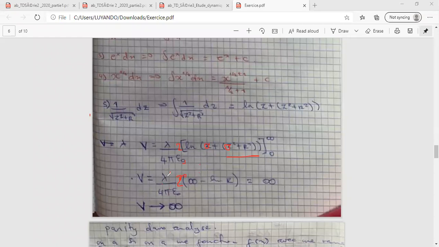So we're going to have lambda over 4 pi epsilon 0 times infinity, because this minus this is going to give us infinity. It's like infinity minus 1, it's going to give you infinity. So we have this times infinity equal to infinity. So our V is approaching infinity, and that's our answer for the exact value of the potential from our expression.